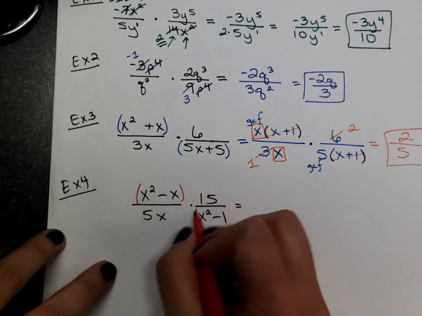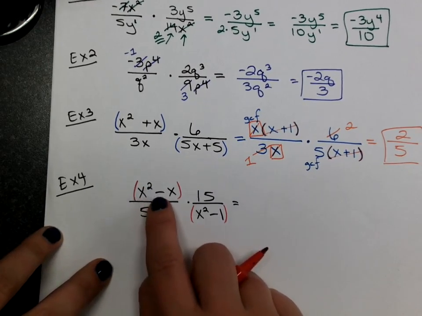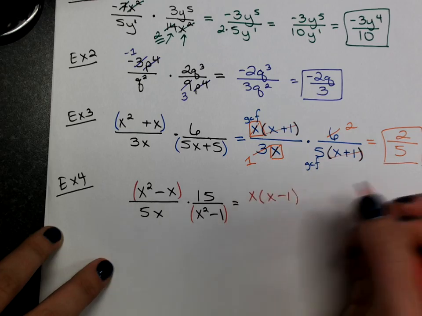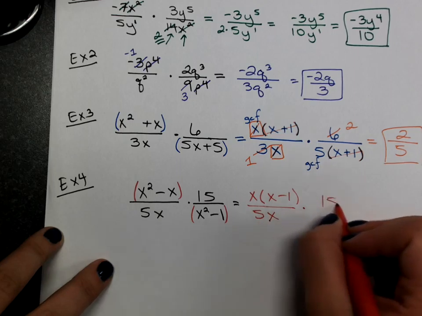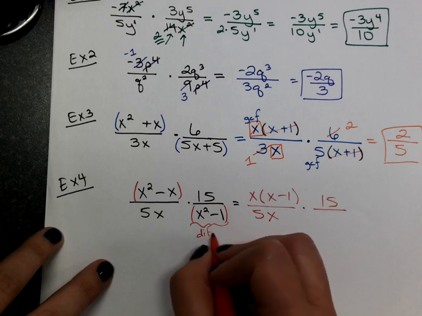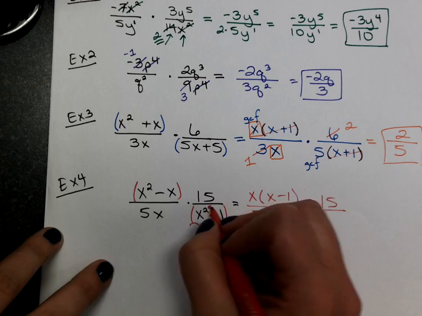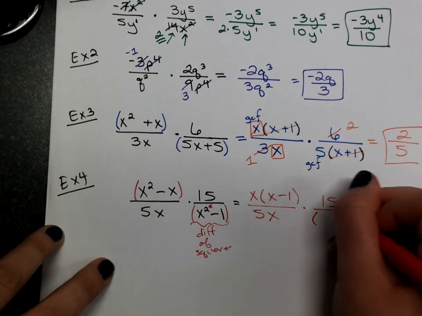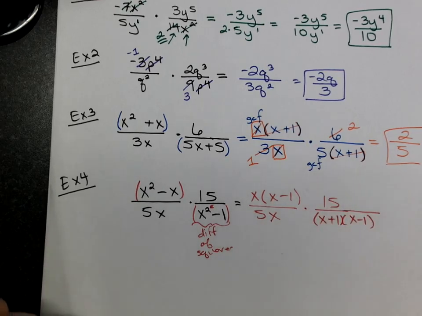Anytime I have more than one term, I'm going to lock it up with parentheses to help me focus. If I look at x squared minus x, I can take out a GCF of x and be left with x minus 1. The bottom stays 5x times 15 over, now x squared minus 1 is a difference of squares. It's hard to catch, but anytime you have a squared term, look for that difference of squares. So that actually factors into two binomials, x plus 1 and x minus 1.